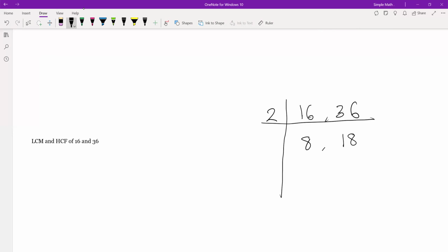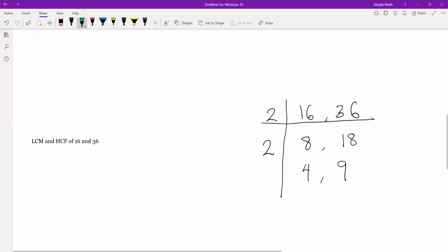Okay, so we go again. Is there any number that can divide both 8 and 18? Of course, 2 again. So now we're left with 8 divided by 2 is 4, and 18 divided by 2 is 9. So we go again. Is there any number that can divide both 4 and 9? No, there isn't. So this is where we stop.